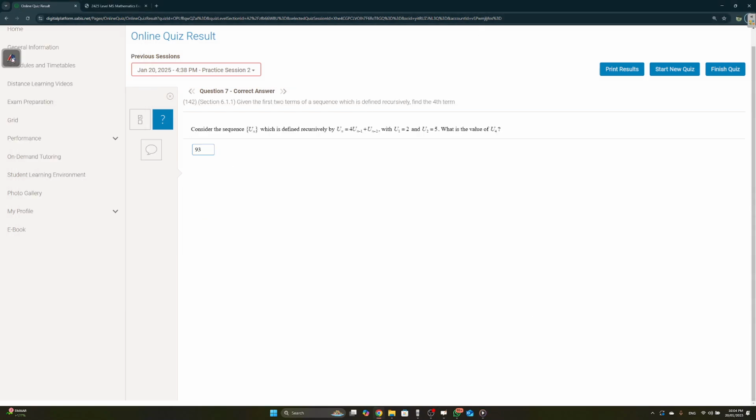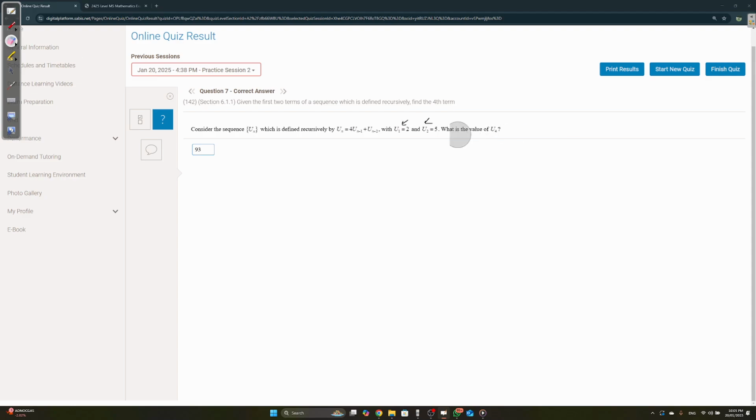Okay, question 7. Consider the sequence un, which is defined recursively, that any nth term un is equal to 4un minus 1 plus un minus 2. So 4 times the term before it plus the term that's 2 terms before it. So this is what we call a recursive definition, and a recursive definition depends on the one before it, which is pretty self-explanatory. It's recursive, okay? So if I tell you an is equal to an minus 1 plus 5, this is a recursive definition because I included the one before it. Anyways, they give us u1 is 2, u2 is 5, what's the value of u4?